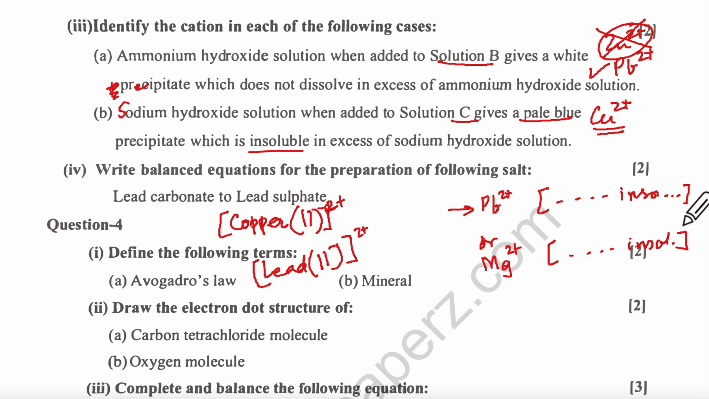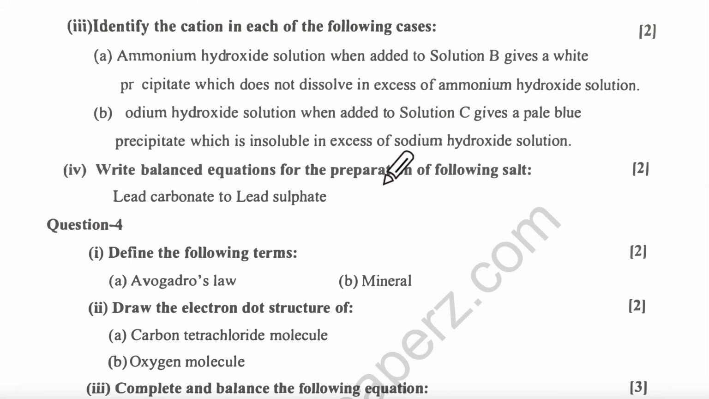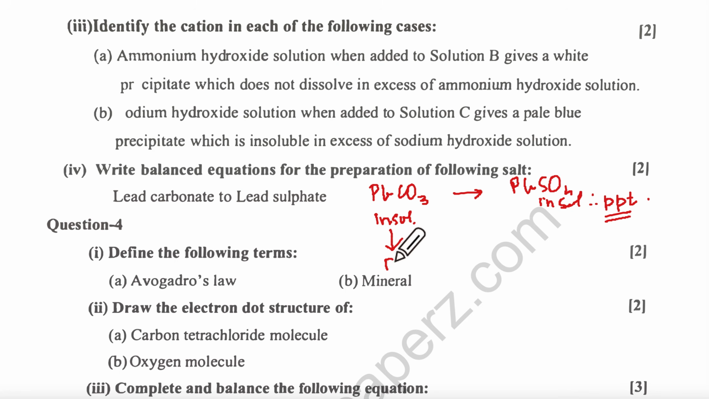Balance the equation of lead carbonate to lead sulfate. Lead carbonate, PbCO3, write it like this first. Remember, carbonate is insoluble, and lead sulfate is also going to be insoluble, therefore it will have to be a precipitate, correct? If it's a precipitate, I have to make this into Pb(NO3)2 first, correct?